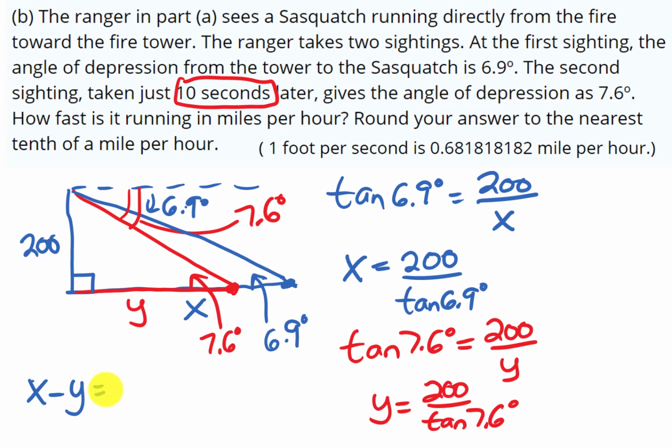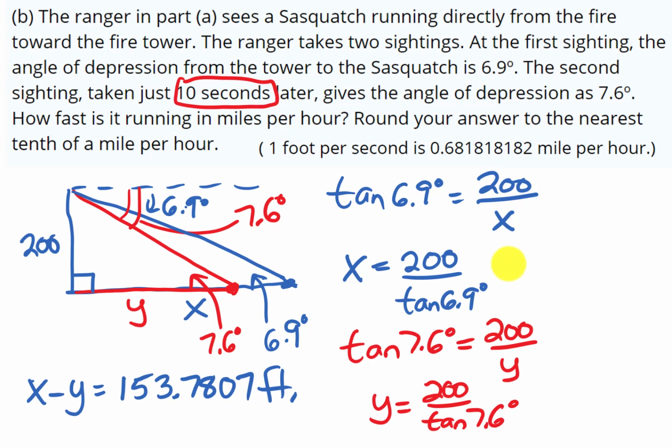So I'm grabbing the calculator, and X, I'm going to put that in. That's 200 divided by the tangent of 6.9 degrees. And then I'm going to subtract 200 divided by the tangent of 7.6 degrees. And I get 153.7807 to 4 decimal places, and that's a length, that's in feet. So we know that the Sasquatch ran 153.7807 feet in 10 seconds.